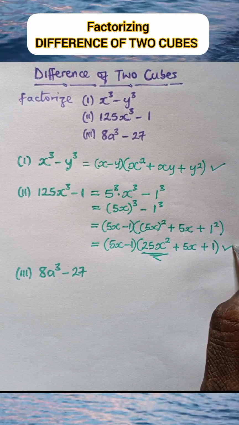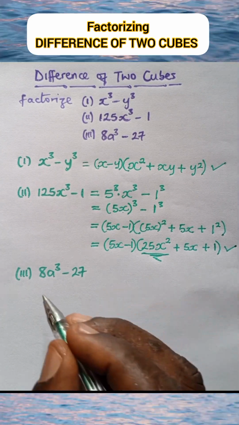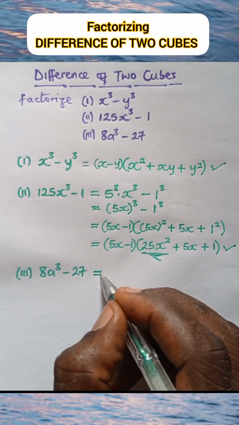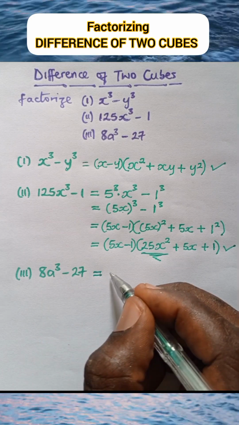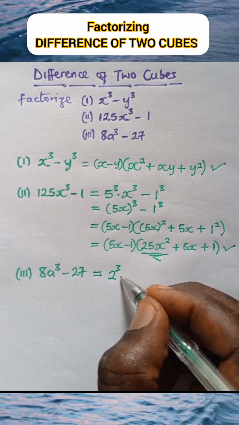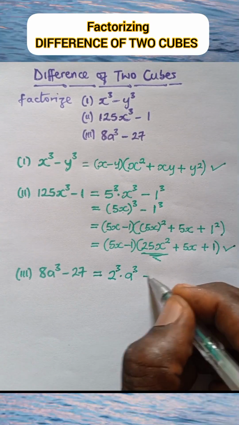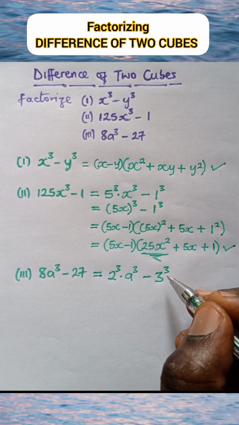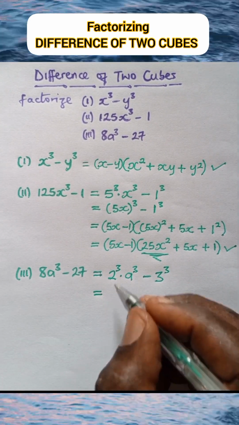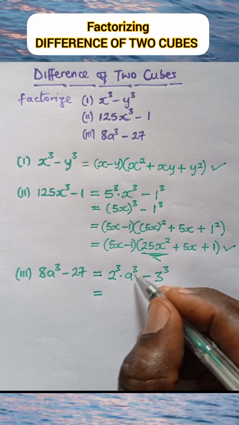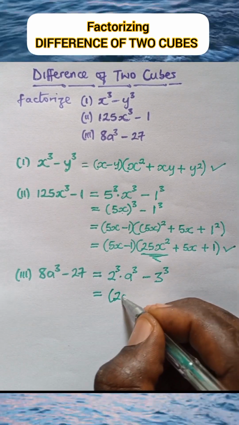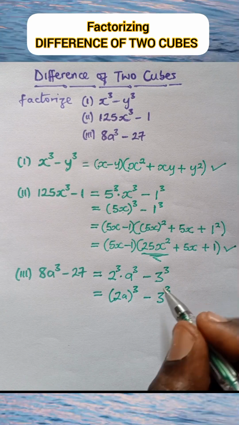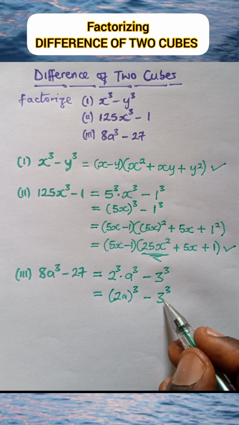All right, we move to number 3. We have to factorize 8a cube minus 27. Similarly, we are going to express both terms to have cube. 8 is the same thing as 2 raised to the power of 3, then multiply a raised to the power of 3, minus 27 is 3 raised to the power of what? 3. Okay, so now 2 has cube and a has cube. So we can put both together, 2a, and represent them with 1 cube, minus 3 what? Cube. So here now we have difference of two cubes.